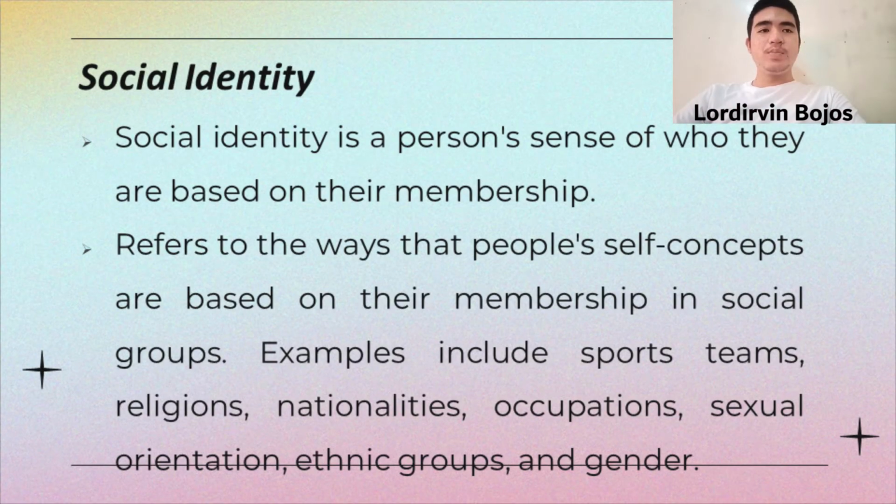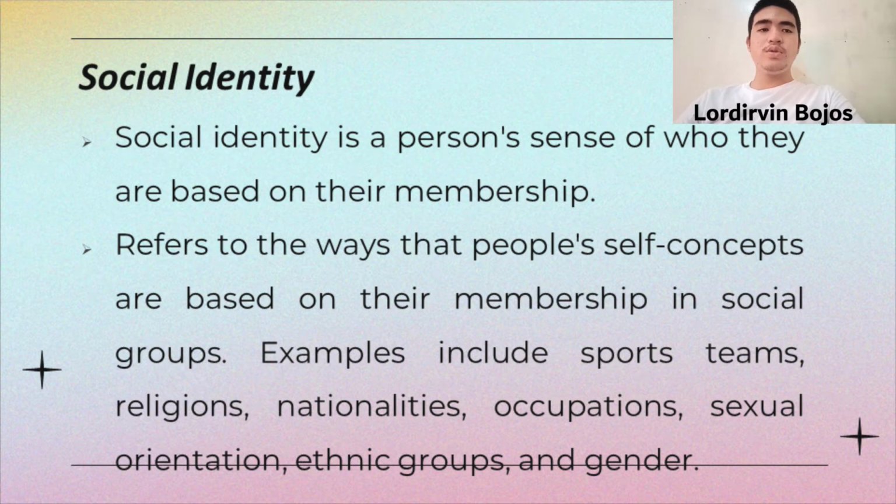Social identity is a person's sense of who they are based on their membership. This means that people's social class, family, football team, etc., which people belong to, are an important source of pride and self-esteem. Groups give us a sense of social identity, a sense of belonging to the social world.